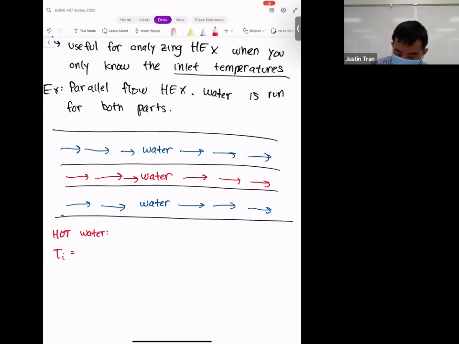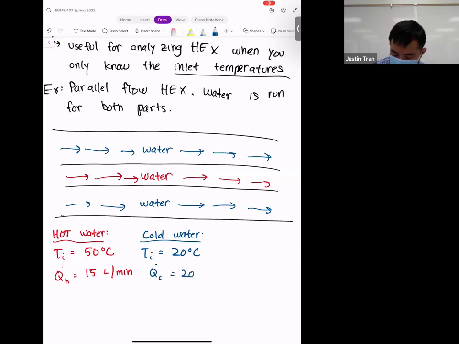All right, so for the hot water, our inlet temperature is 50 degrees C. And it's coming in with a volumetric flow rate of 15 liters per minute. And so that's our volumetric flow rate. Okay. And so our cold water is going to be coming in at 20 degrees C. And the flow rate for this one is 20 liters per minute. And so, of course, for these volumetric flow rates, Q_H and Q_C, we're eventually going to use these to compute the mean velocity. Okay, but they're not mass flow rates, and so we'll see how those are used.